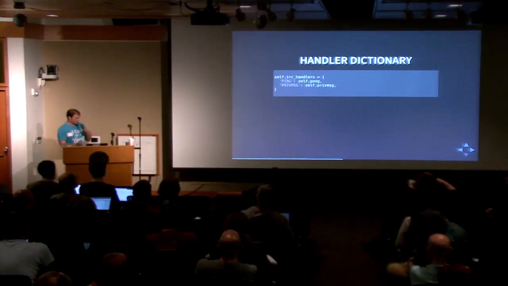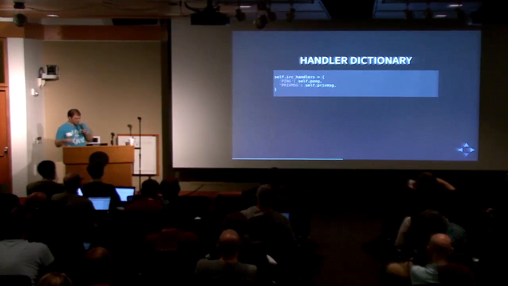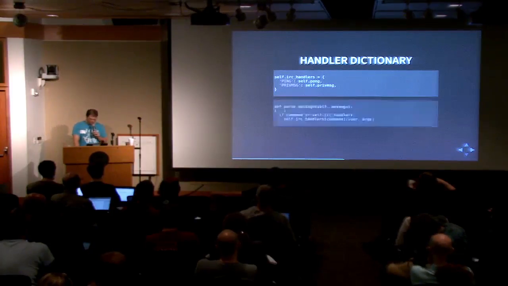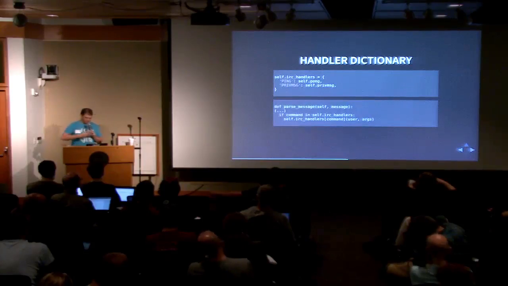Then we just have this dictionary. Because functions are first-class objects, we can just assign them to variables or references. So we have this IRC handlers. We say, okay, whenever we see a ping, we want it to just run the pong method. Whenever we see this private message, we will run the self.privateMessage method. And that's here where we see it.